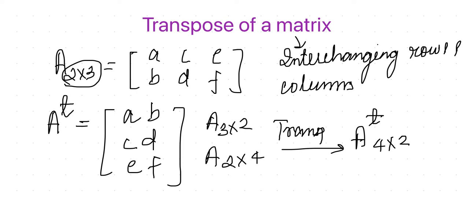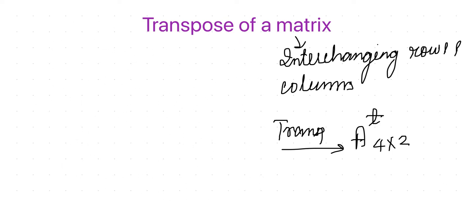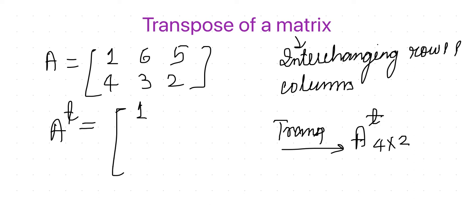Okay, so this is called transpose of a matrix. If I want to explain this with the help of another example in which I will be taking numbers. Suppose this is my matrix A, which is denoted by 1, 6, 5, 4, 3, 2. Then what will be the transpose? First of all, it is written like this, and this will become like this, children. See, 1, 4, 6, 3, 5 and 2. Okay, so this is called transpose of a matrix.